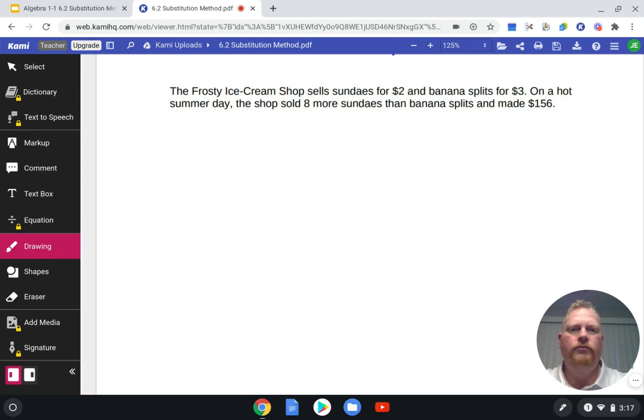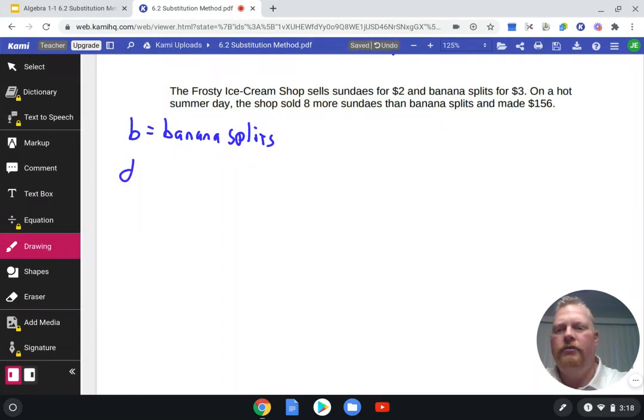sundaes did they sell? So next thing I want to do is I want to figure out what my variables are. So I will say B equals banana splits. And I'm not going to say S equals sundaes because my S's look like 5s. But how about D for sundaes?